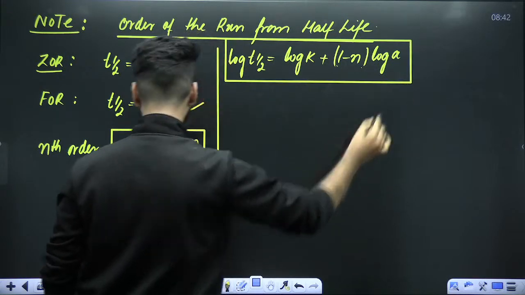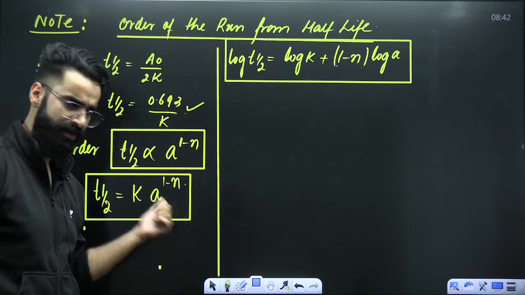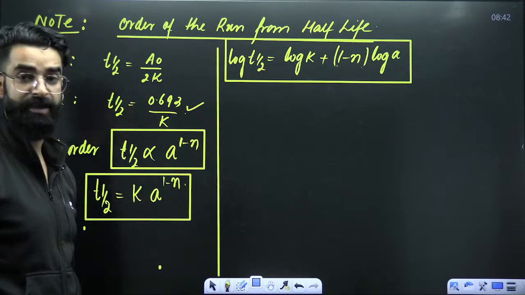So basically, what did I do? I took the log of this equation. It became log of m into n, which is log of m plus log of n. Then it becomes n log m, right? This is the equation which I got.